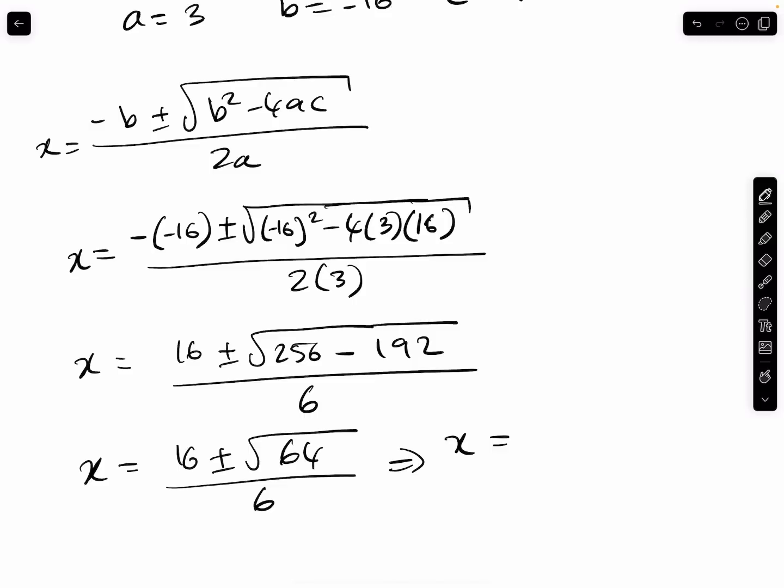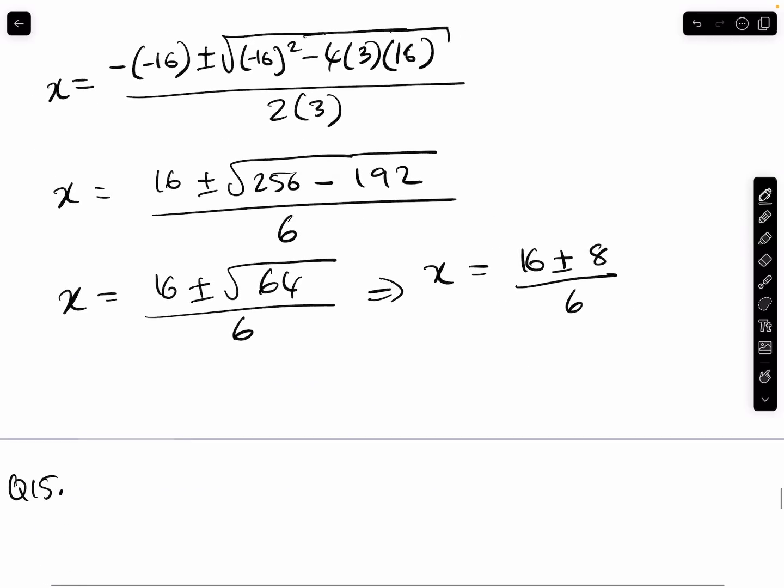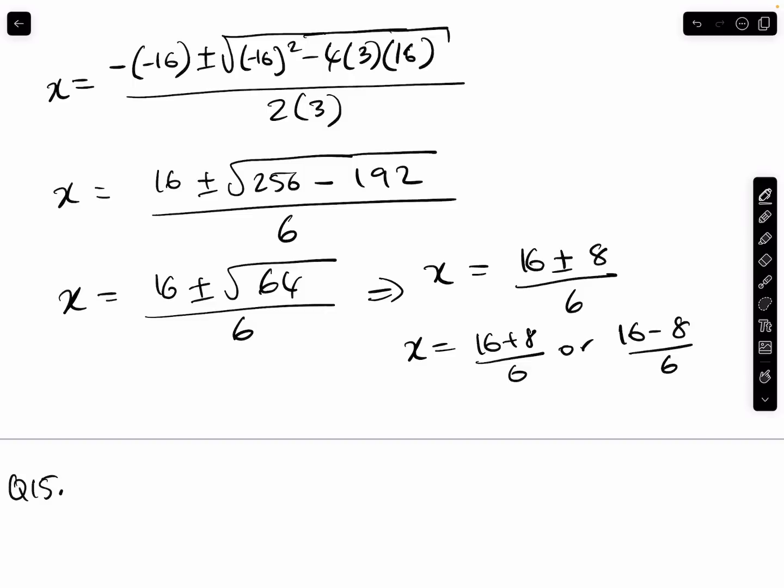So you could use that. So you'll have 16 plus or minus 8 all over 6. That gives us 16 plus 8 over 6, or 16 minus 8 over 6. And for the first one, 16 plus 8 divided by 6 is 4. And for the second one, 16 minus 8 divided by 6 is 4 over 3. So these are your final answers.